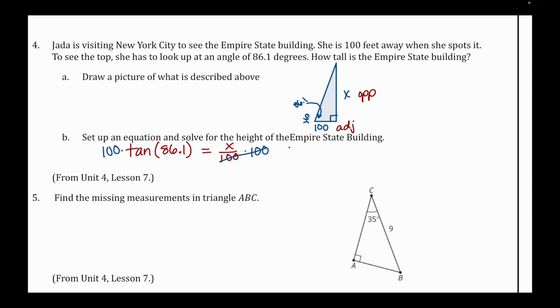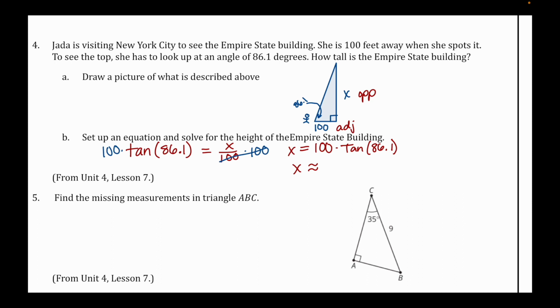And then we will just be left with x being 100 times the tangent of 86.1. And this is where we would then plug it into a calculator. So I'm going to grab a scientific calculator and plug that in so I can give you an estimate. I may have to round it a little bit, but I will give you an approximate answer in decimals.